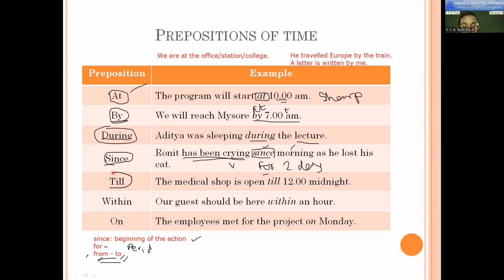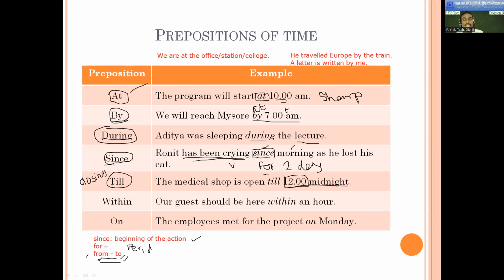So the next word is till. Till is used to show the point of closing or the last or ending of the action. Till is used to show something which is going to close at a certain time. So the medical shop is open till 12 midnight. When we use 12 midnight, this is the extreme, or the last possibility that medical shops are going to be open. So till gives you the closing point, or the last time.